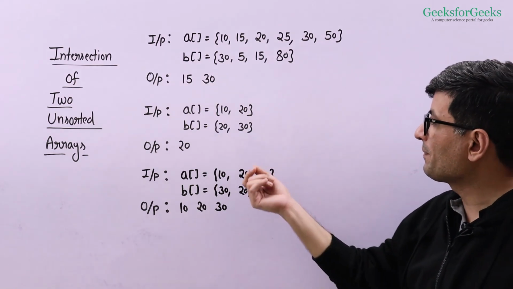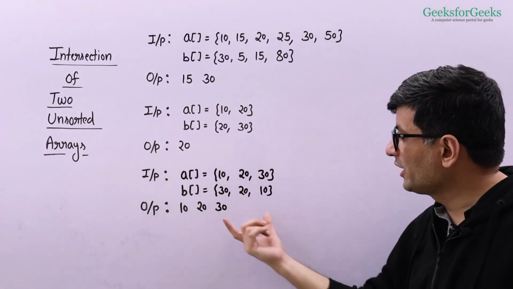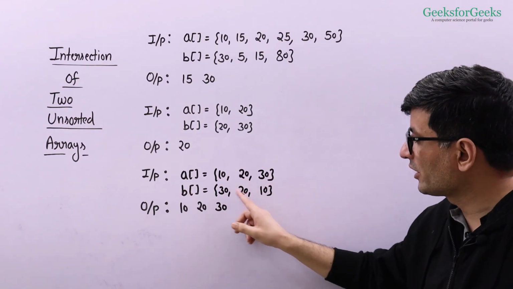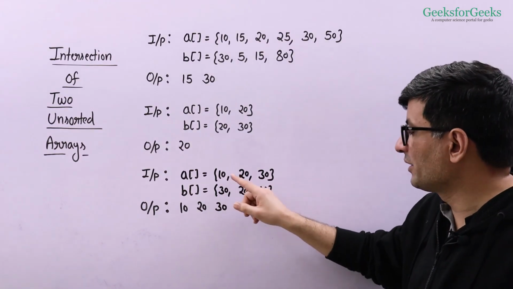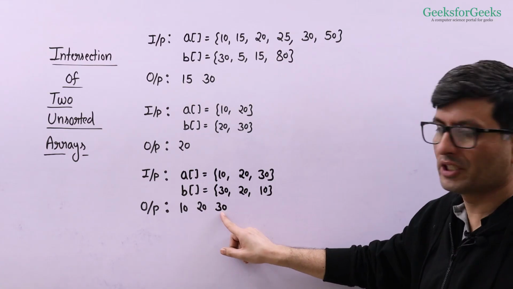Now if you see this example, the common element is 20. So we print 20. In this example, all the elements are common, 10, 20, 30, 30, 20, 10. But we need to print them in the same order as they appear in the first array. So our output is 10, 20, 30.